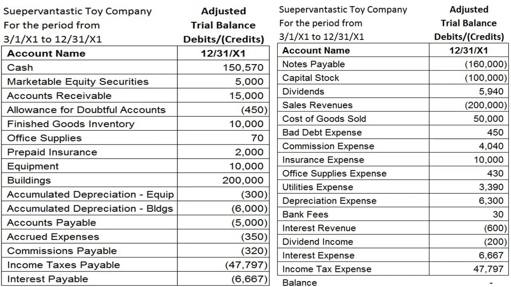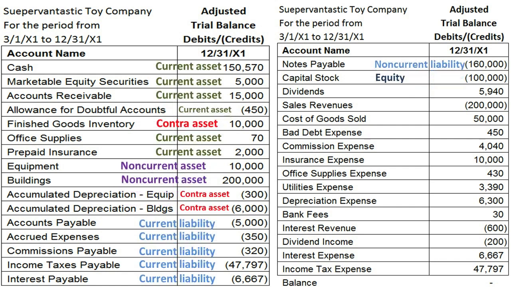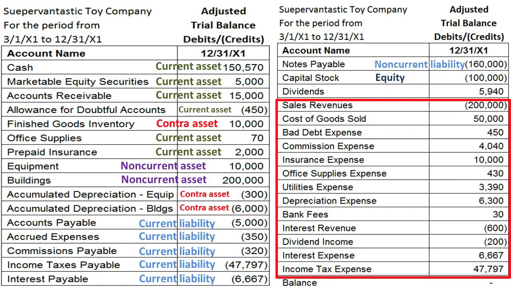This is the full adjusted trial balance. It starts from cash and goes all the way down to income tax expense, and debits do equal credits. In order to do the closing entry process correctly, we need to identify all permanent accounts, which we will not close, and all temporary accounts, which we will close.